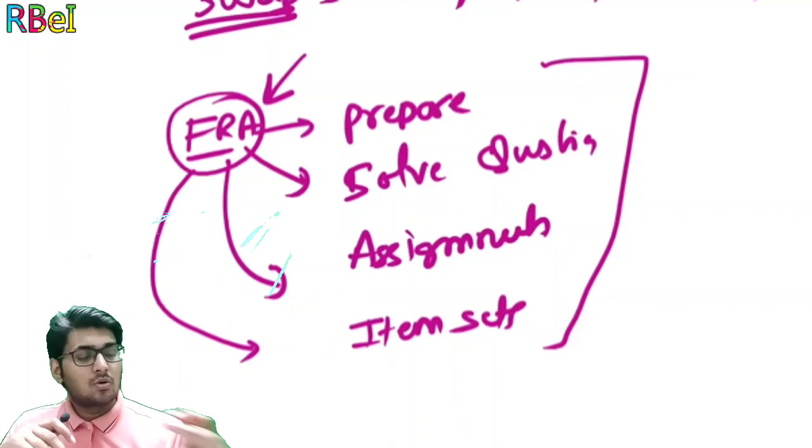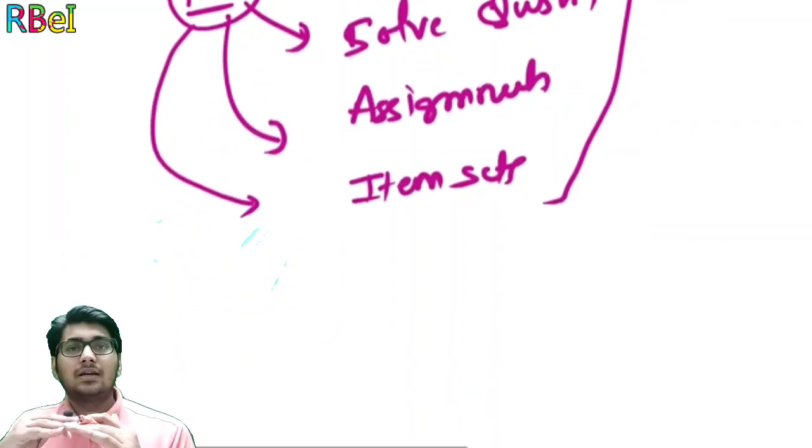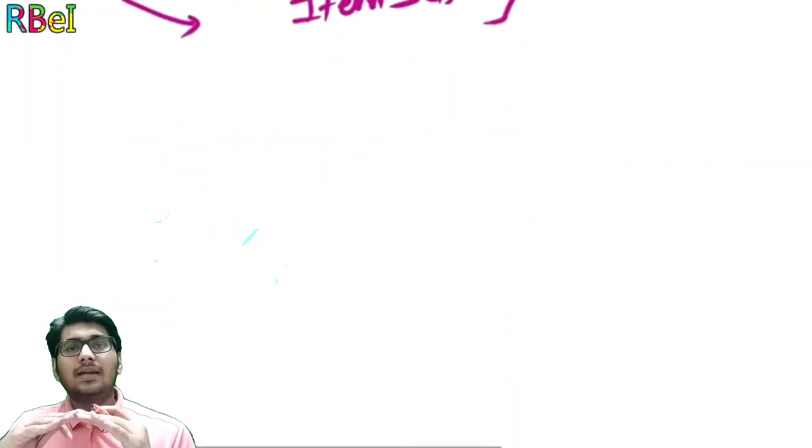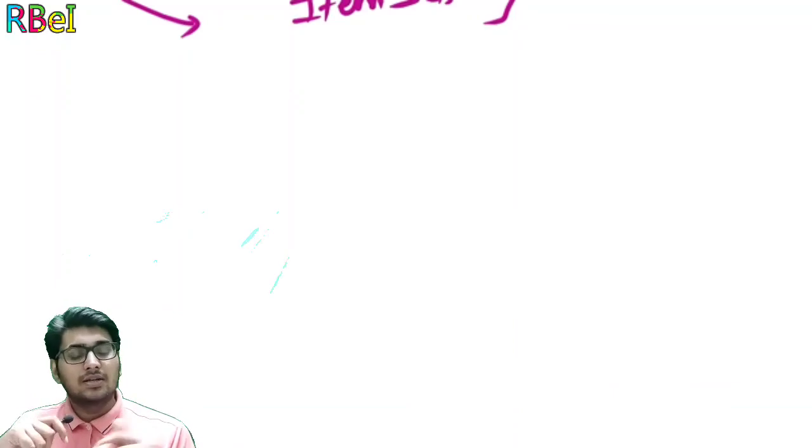Clear? So I am winding up this lecture here. I have given you a brief understanding. From the next lecture, my main agenda is to start with the forwards and the futures. Clear? Thank you.